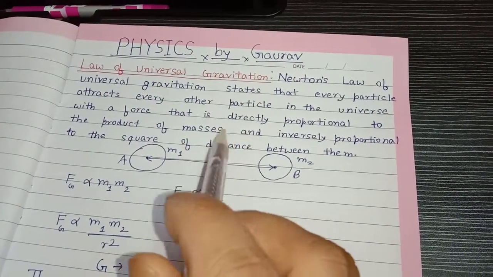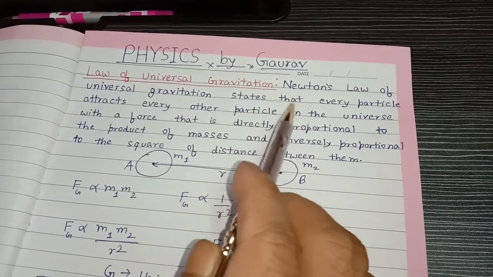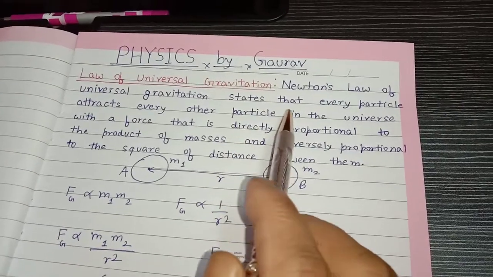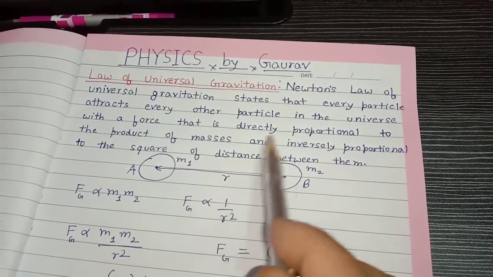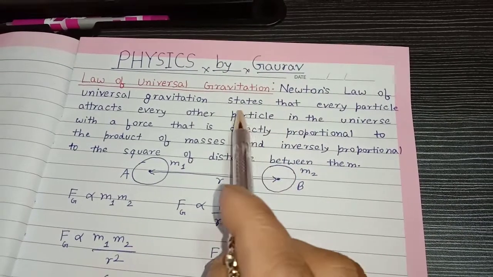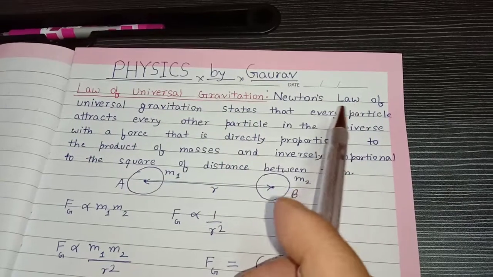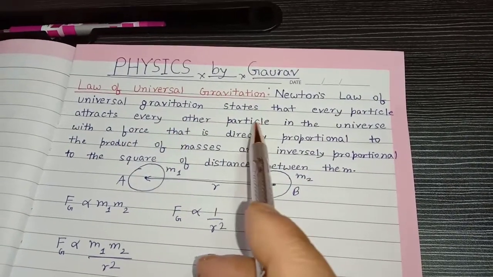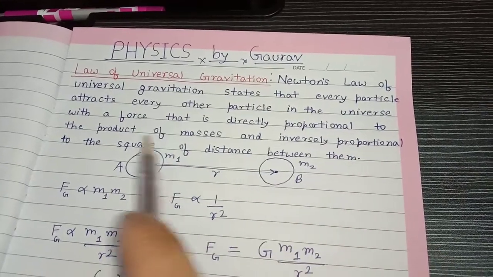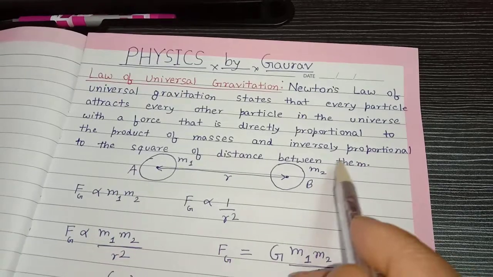Let us suppose that there is a particle over here, and there are so many particles surrounding this particle. Now this particle will attract each and every particle surrounding it according to the law of universal gravitation. That means in this universe all the particles attract each and every other particle around them, with a force that is directly proportional to the product of masses and inversely proportional to the square of distance between them.